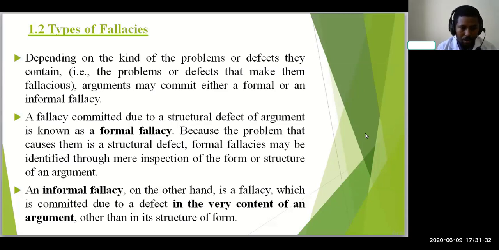Those fallacies which are committed in a formal way, the listener can easily identify through a mere inspection of the form or the structure of the argument, so that he can identify the fallacy because it has been committed formally. But in the case of informal fallacy, the listener cannot easily identify where the fallacy is committed through mere inspection of the structure or the forms of the argument.